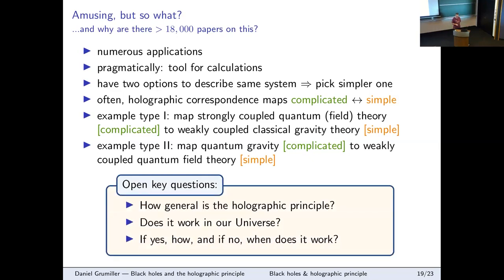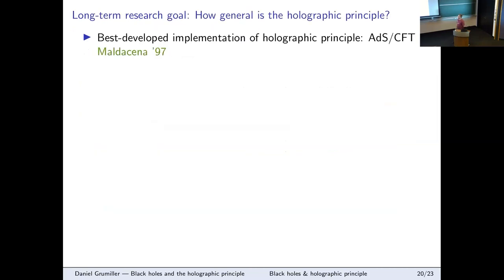I will not spend time on exploring all these calculations. Instead, in the remaining couple of minutes, I want to focus on some open key questions, namely, how general is the holographic principle? Does it work in our universe? And if yes, how does it work? And if no, when does it work? This is one of my long-term research goals, to find out how general the holographic principle is.